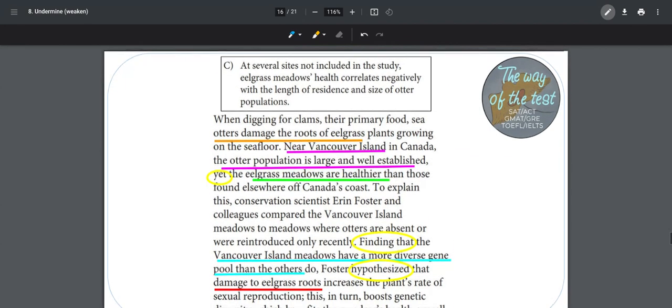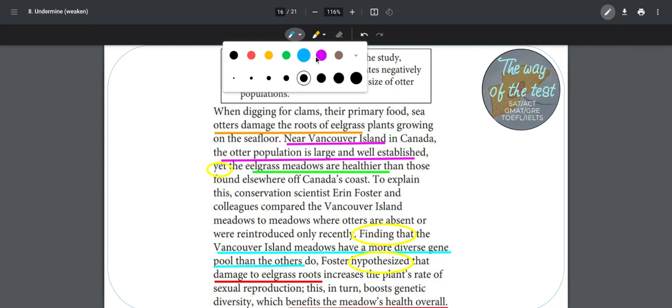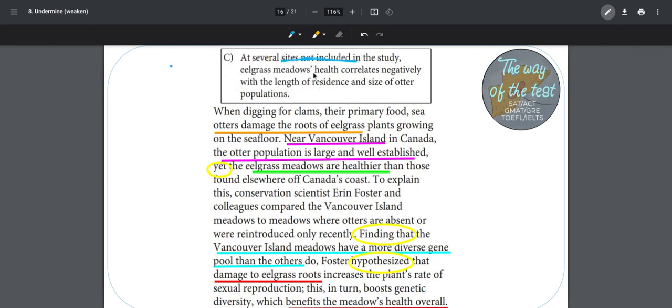I mean, at least we cannot just eliminate it right away. Okay, at several sites not included in the study. So that's the similar case that doesn't work, or possibly the similar case doesn't work. We don't know yet. Eelgrass meadows health, okay, it's talking about health, correlate negatively, so decreased health, with the length of residence and size of otter populations. What this is saying is there's a lot of otters, and there's a lower health. We're gonna let it pass, not eliminate it, because it's talking about the points that we want.